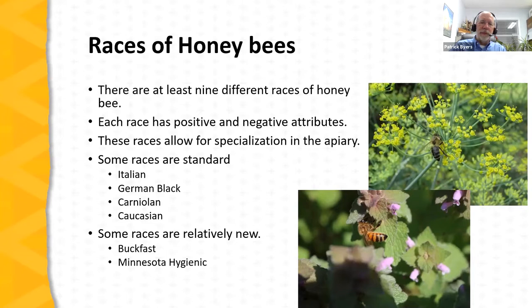The German black bee, this is one of the first honeybees brought to North America. Very hardy bees, not perhaps as productive as Italians, but generally very straightforward to manage. And the picture there showing the honeybee foraging on dill is an example of a German black bee. Notice how much darker it is than the Italian bee. Two other races of bees that are widely known and widely kept are the Carniolan and the Caucasian.